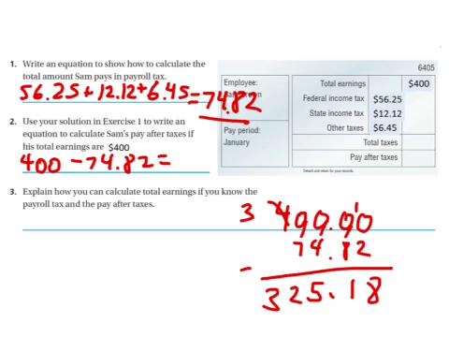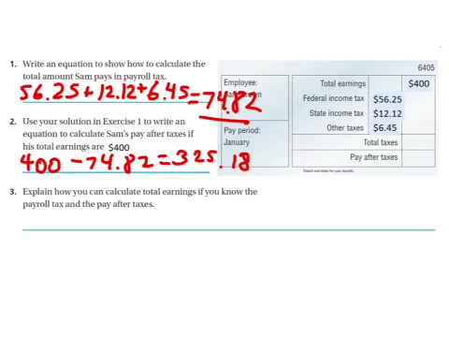So the other side of that equation is my pay after taxes, or my net income, in other words, and that is $325.18.